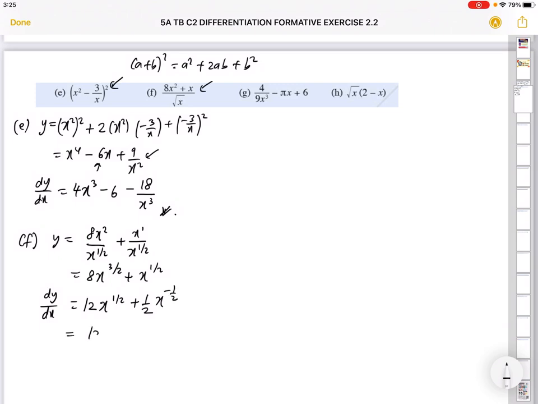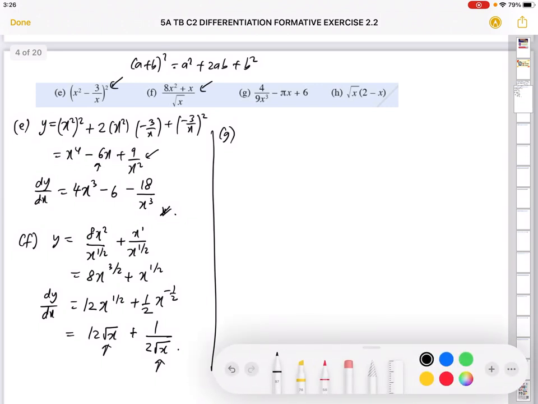Now normally we don't leave our answer as power half or negative half, so what we do is we bring this down, change it to root x. Okay. Now it's not wrong if you don't change it, but it's just better. Yeah, it's easier later on when you substitute the value inside x. Yeah, it's easier to see when it's written in the form of root x.